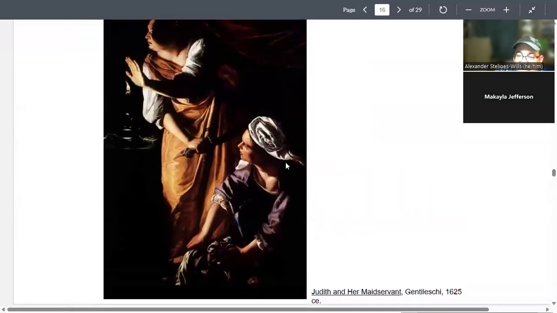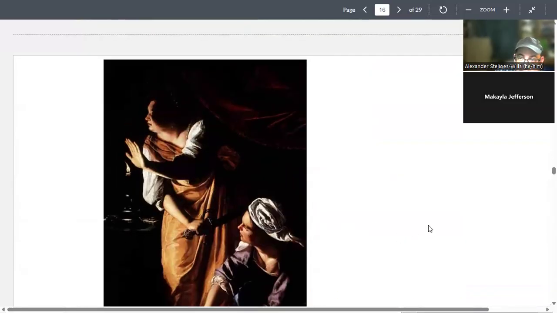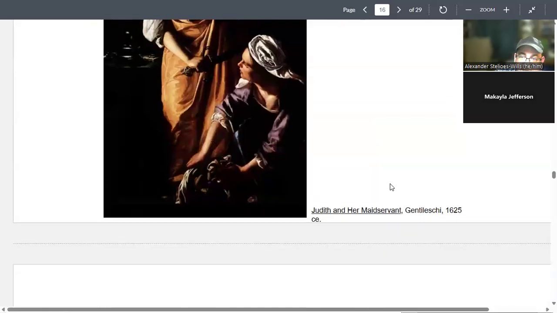Okay, so this is kind of a new one, right? Judith and her maidservants, Gentileschi. So this is an oil painting. It's from the Baroque, so Italian Baroque, because Gentileschi was Italian. Although Gentileschi, like Rubens, traveled all over Europe and was pretty successful selling artwork all over Europe. And it's a great example of tenebrism. You can really, in this painting, see the influence of Caravaggio on Gentileschi.